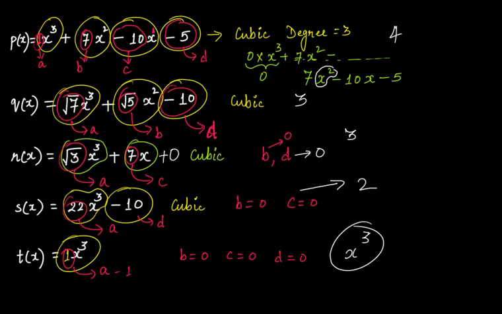So this was about cubic polynomials in one variable. In our next video tutorial, we'll talk about a polynomial in one variable which has a degree n. How will we express that? We have learned how to express linear polynomials in one variable, quadratic polynomials in one variable, and cubic polynomials in one variable. Next we'll talk about a polynomial of degree n, and how to express that.